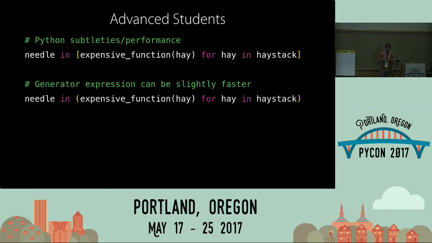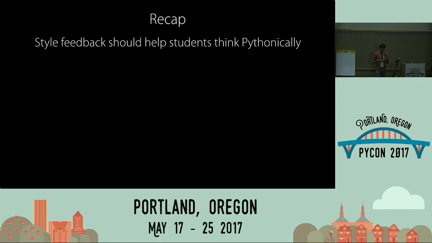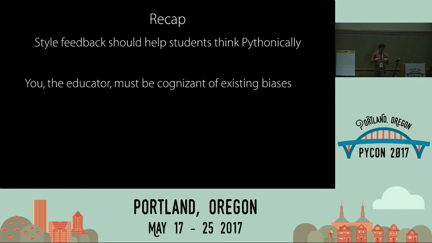The main takeaway from this section is when you're looking at student feedback and when you're trying to decide which of those many different stylistic points you want to bring up with students, you can use the student's level or the intensity of connection, the time you have with them, the resources, as indicators for how you should choose to give this feedback. So just to recap, style feedback should just help students think Pythonically. That's our big takeaway here.